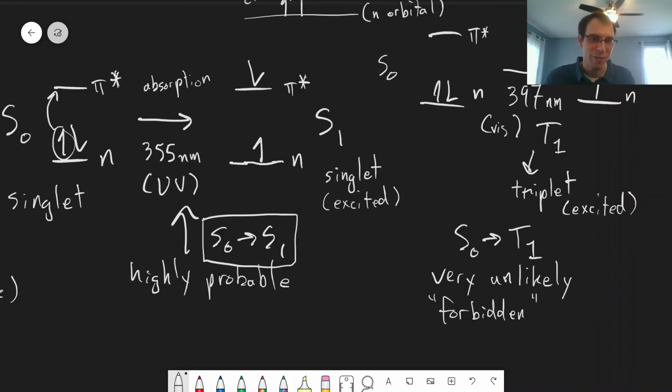Now, what happens after this? After this light is absorbed in this S0 to S1 transition. In the next video, we'll look at what's called a Jablonski diagram to look at the different ways that energy can be lost by the molecule to go back down to the ground state.